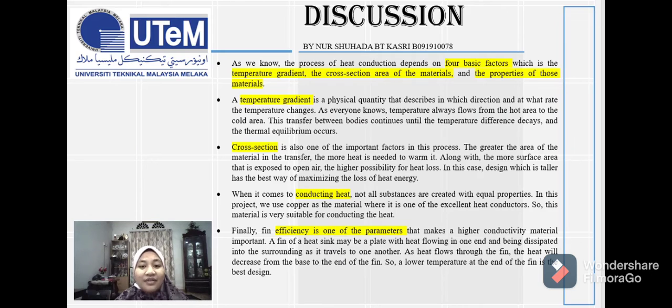Finally, fin efficiency is one of the parameters that makes higher conductivity materials important. A fin of a heat sink may be a plate with heat flowing in one end and being dissipated into the surroundings as it travels to the other. As heat flows through the fin, the temperature will decrease from the base to the end of the fin. So, a lower temperature at the end of the fin is the best design to choose.